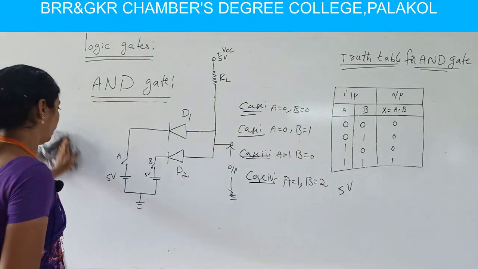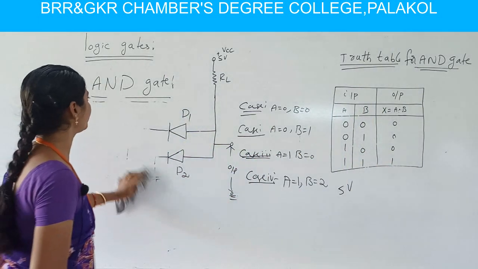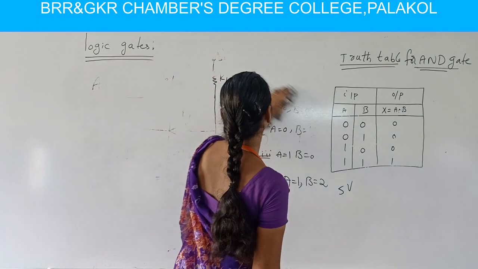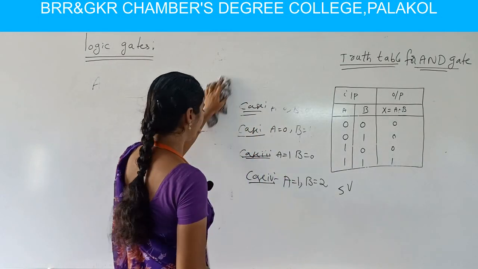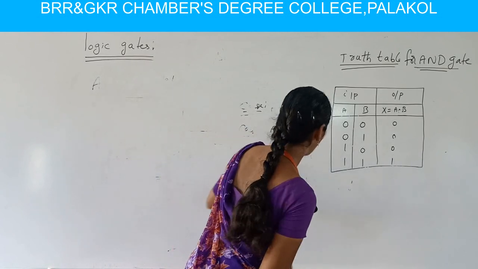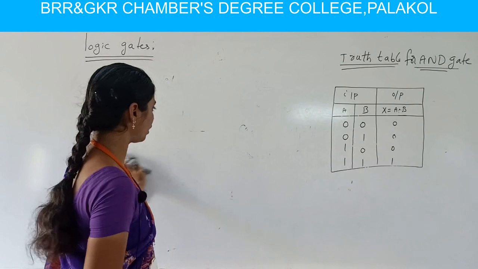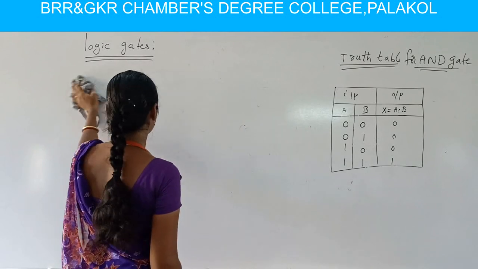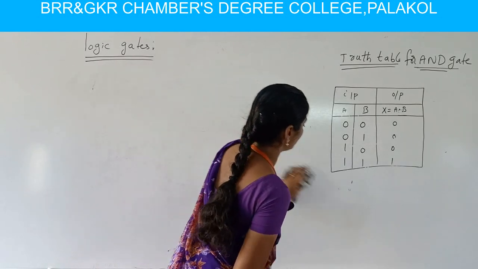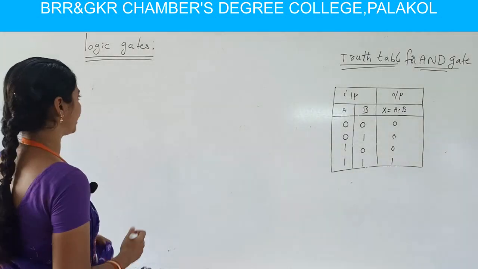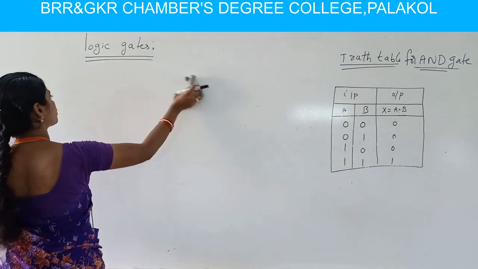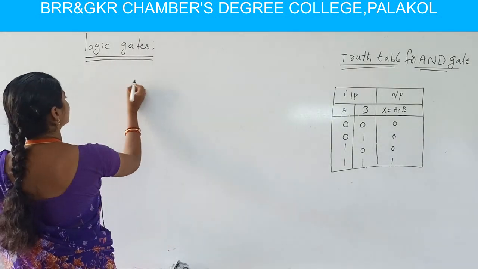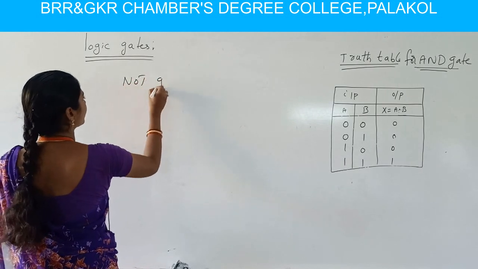Next gate, I hope you are following this AND gate and OR gate. In the OR gate we have binary addition, in the AND gate we have binary multiplication, and the next simple logic gate, which is a basic logic gate, is the NOT gate. Here AND gate, OR gate, NOT gate are said to be basic logic gates. The remaining gates, which are universal gates, are explained in the next session. By using these gates only we construct all the remaining gates, hence these are called basic logic gates. So here the next gate is the NOT gate.